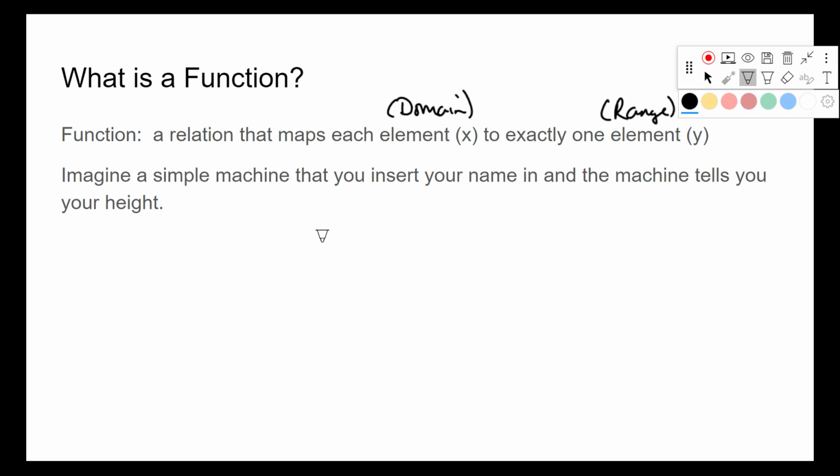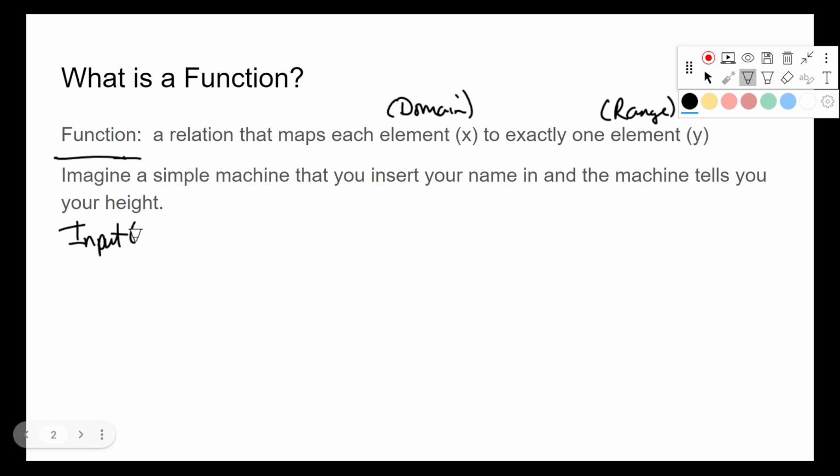So the easiest way for me to hopefully remind you about what is and is not a function is to imagine this simple machine that you put your name into, and then the machine will tell you how tall you are. So basically, you put a piece of paper with your name into the machine, and then the machine just spits out a piece of paper and says, "This is how tall you are." So let's see how this machine would work.